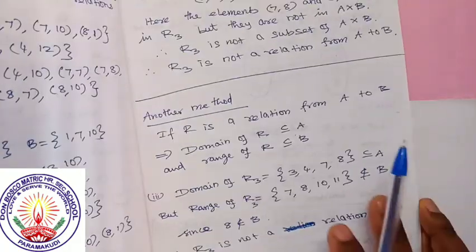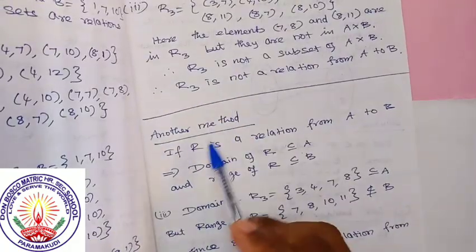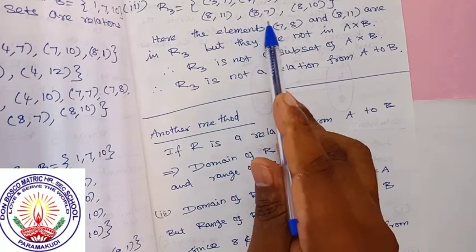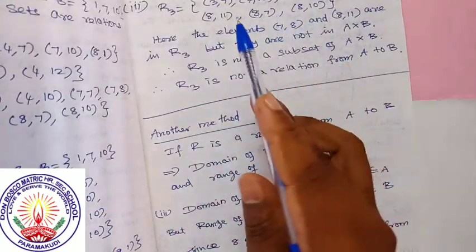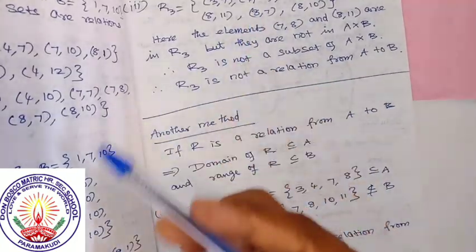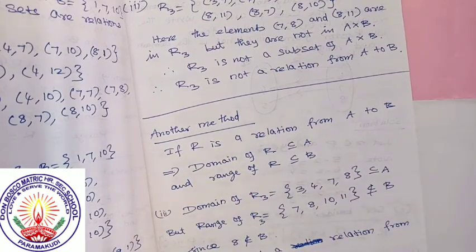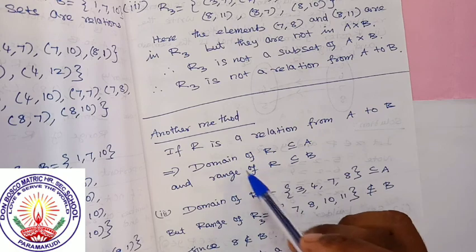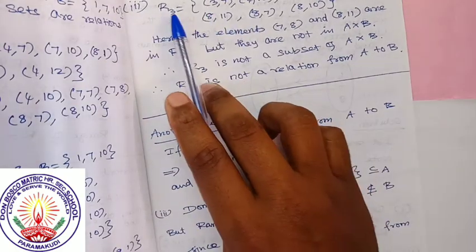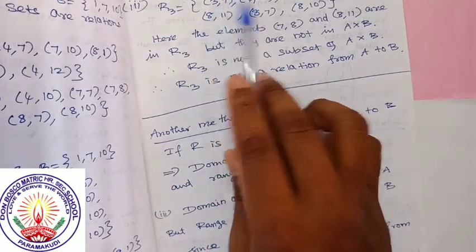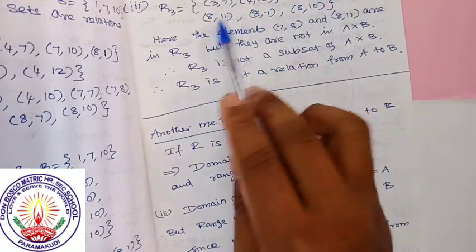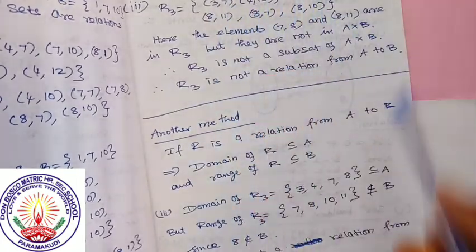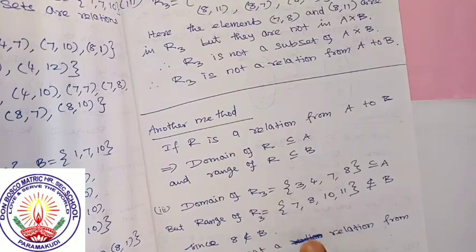There is another method to prove this is not a relation. So we have just discussed the elements of R3 and A cross B. One more thing, we can discuss the domain and range also. First we have to find the domain of R3. What is domain? Domain is a set of all first coordinates. So 3, 4, 7, 7, 8. 3, 4, 7, 8 is the domain.